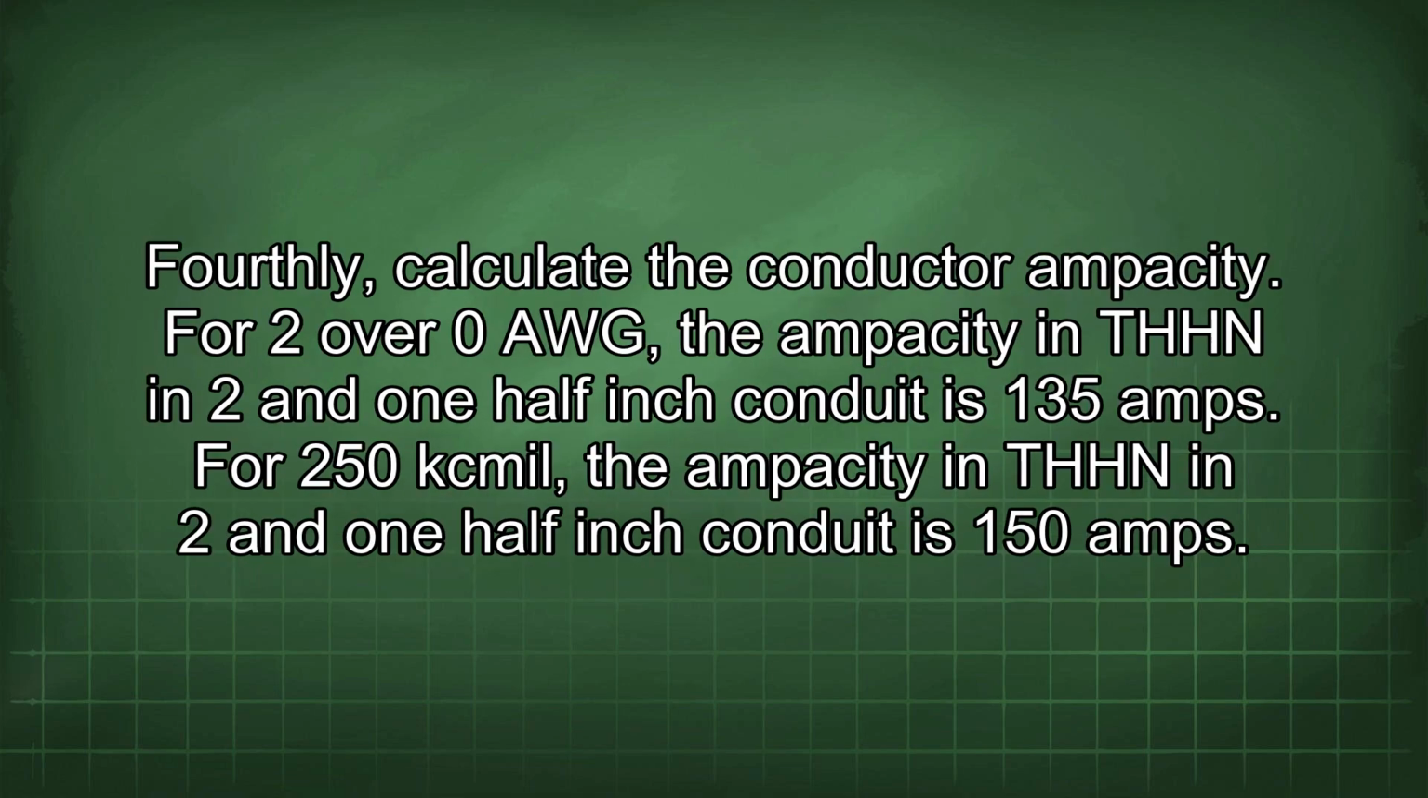Fourthly, calculate the conductor ampacity. For 2/0 AWG, the ampacity in THHN in a 2 1/2 inch conduit is 135 amps. For 250 kcmil, the ampacity in THHN in a 2 1/2 inch conduit is 150 amps.